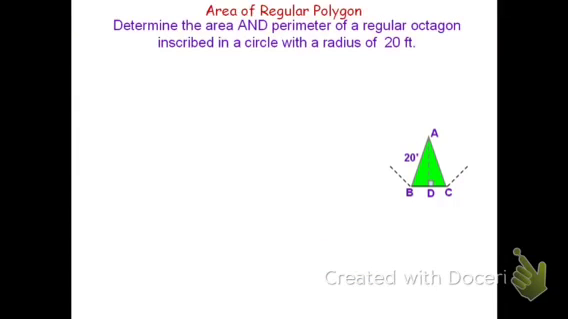Here we have the beginning of a regular octagon. I didn't draw the whole octagon out, but this is all I need to see. I have a regular octagon inscribed in a circle, and the circle has a radius of 20 feet. This is going to be the harder of the problems. In this case, if the radius is given to you, then you've got to go through and use trig twice to find the height of the triangle and the base of the triangle.